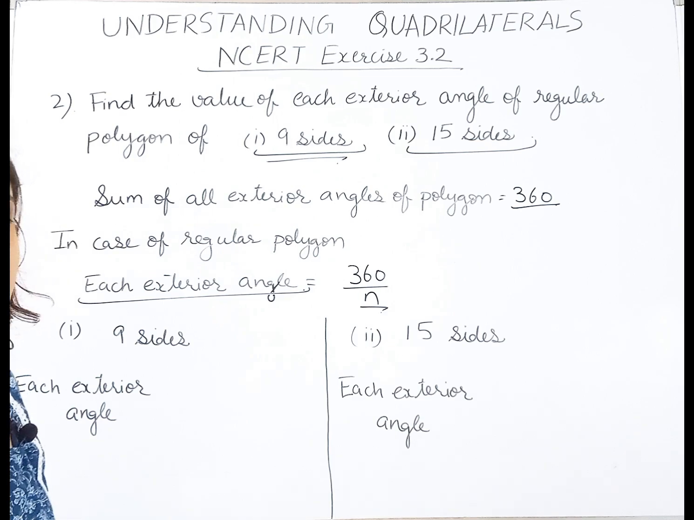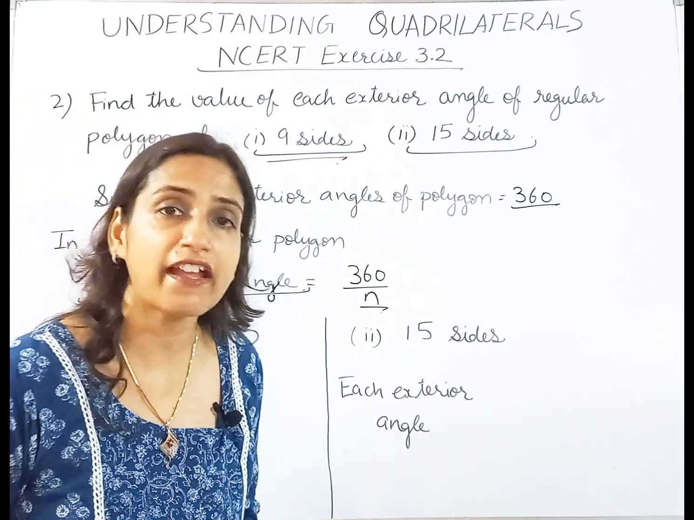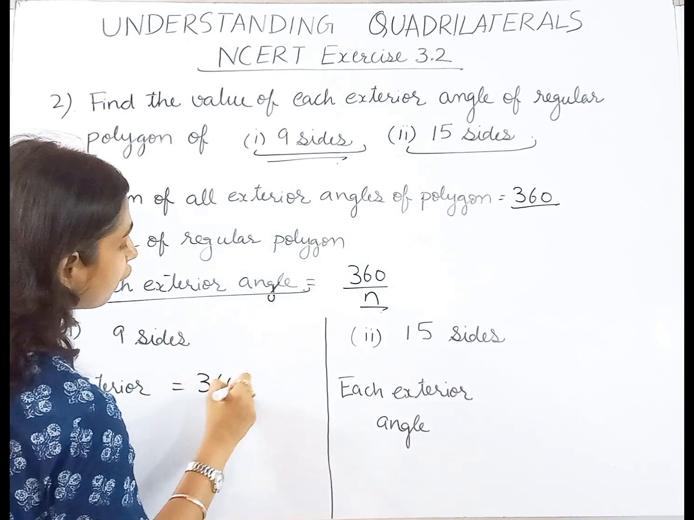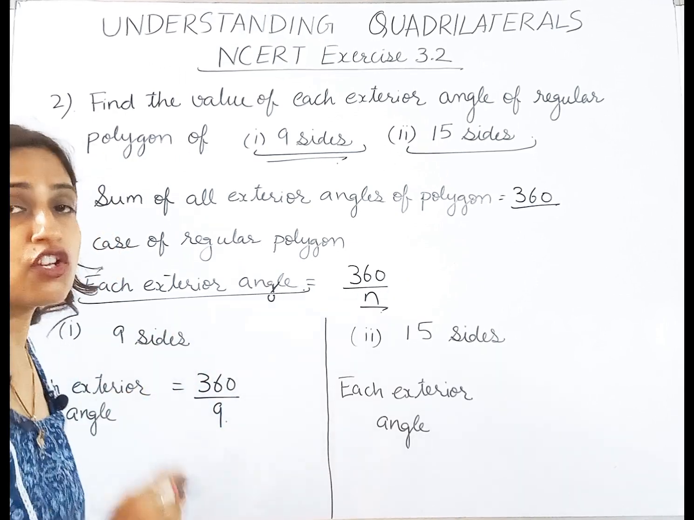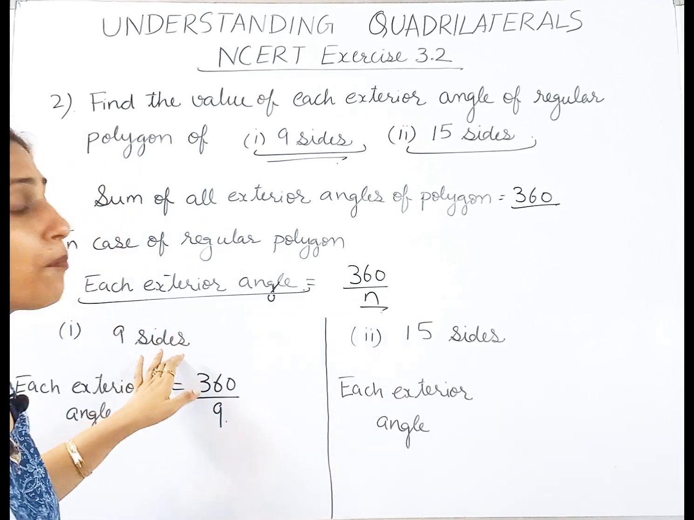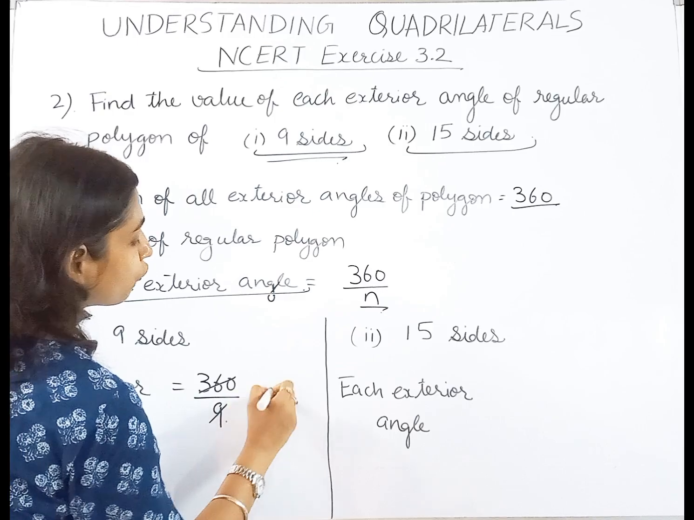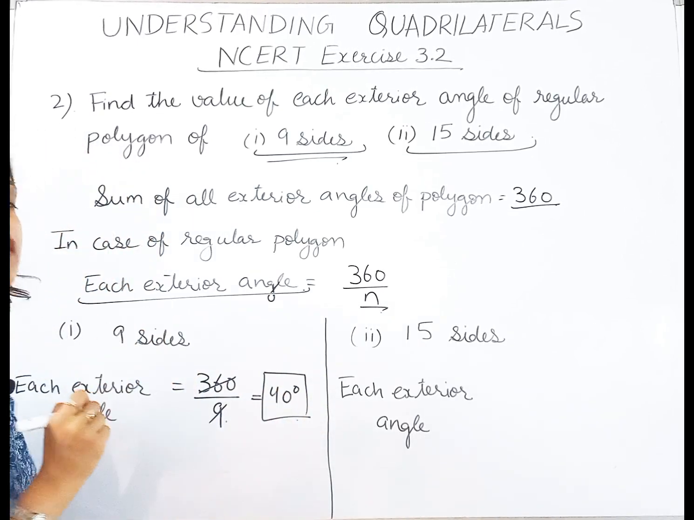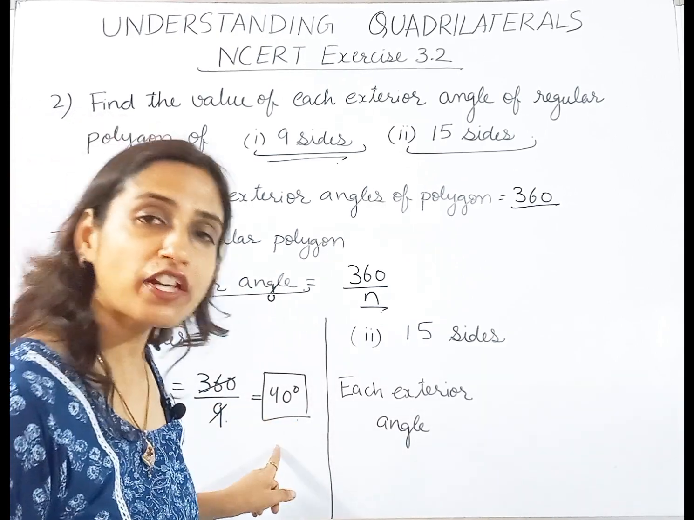So if a polygon is having 9 sides, then the value of its exterior angle is equal to 360 divided by the number of sides, which is 9. So the measure of each exterior angle of a polygon having 9 sides is equal to 360 divided by 9, which comes out to be equal to 40 degrees. So for a polygon having 9 sides, the value of each exterior angle is equal to 40 degrees.